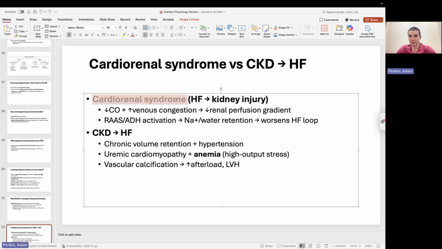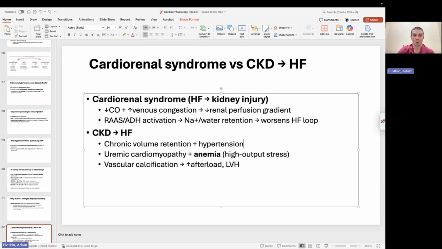Real quick, cardiorenal syndrome, right? In cardiorenal syndrome, there's low cardiac output. If fluid can't move forward, it moves backwards, and eventually it leads to venous congestion. So the renal veins themselves get really overloaded, and that decreases the perfusion gradient, which really damages my kidney. And when we decrease the renal perfusion gradient, the renin-angiotensin and ADH system gets activated. We get sodium and water retention, and that worsens heart failure.